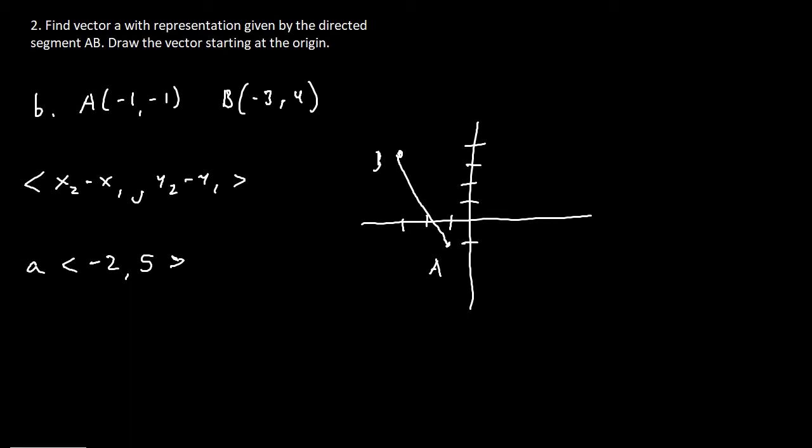So now if I were to draw the vector starting at the origin, the x component is negative 2 and the y component is 5. So I'm going to go to the left negative 2 and then up 5. And so that will be vector A.